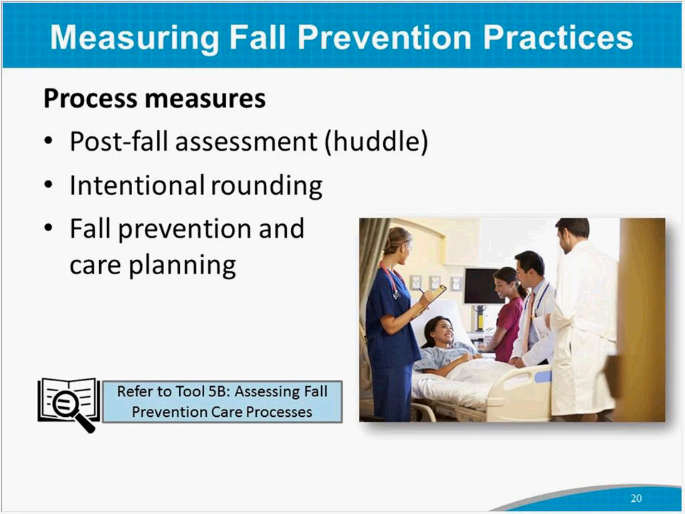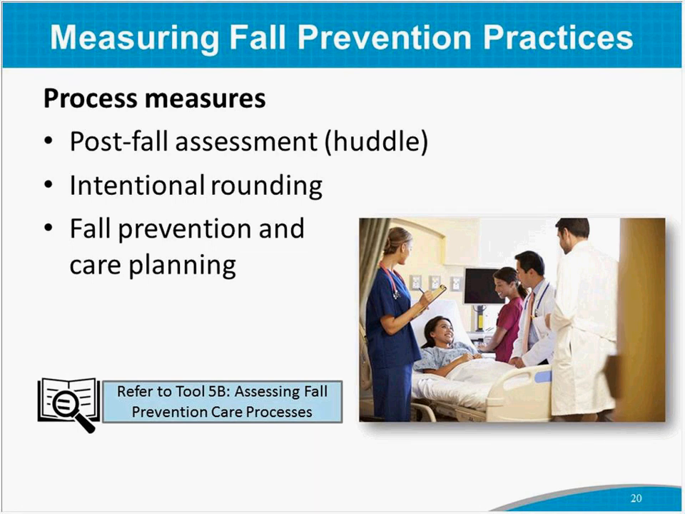Another tool would be intentional rounding, where we go on a regular basis, whatever time frame makes sense for that patient or that patient population, and check to see if there is anything they need. And then incorporating all of the patient's modifiable fall risk factors into their individual care plan. So Tool 5B, assessing fall prevention care processes, can also be helpful to you.